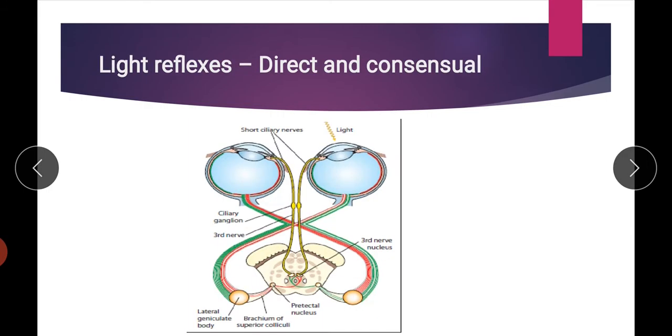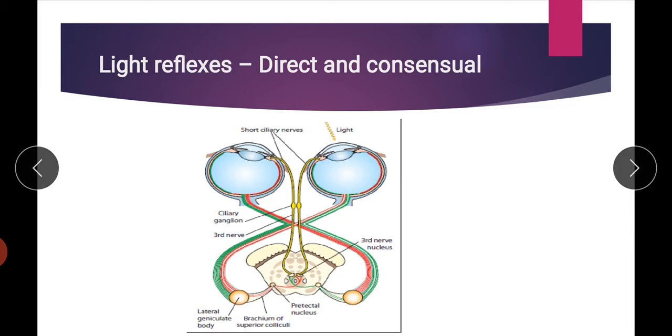Now the light reflexes. When we impinge light on any single eye, the response is constriction of the pupil in that same eye, which is known as the direct light reflex. But simultaneously the opposite eye also shows constriction of the pupil, which is known as the consensual light reflex, or sometimes the indirect light reflex.